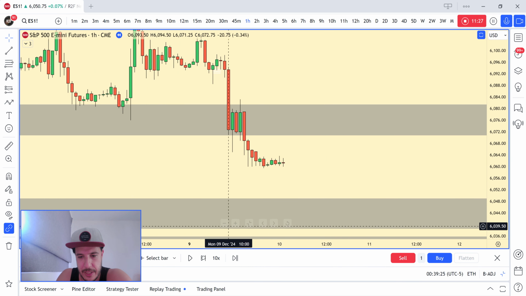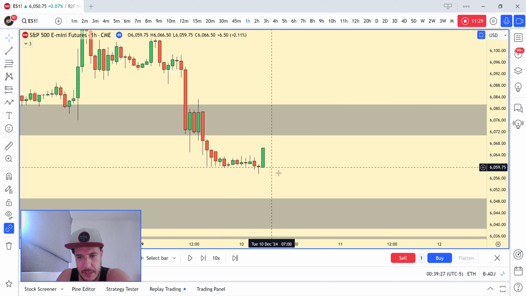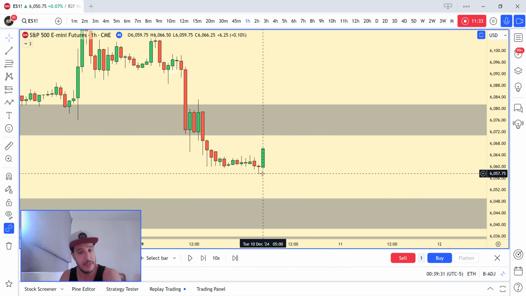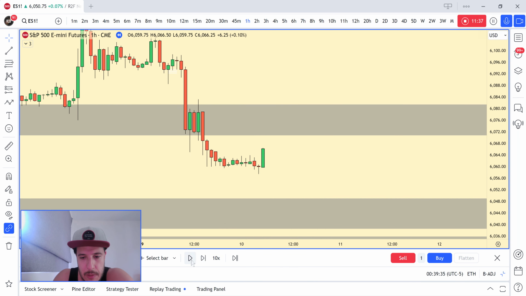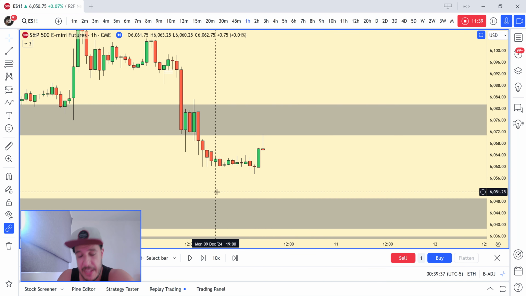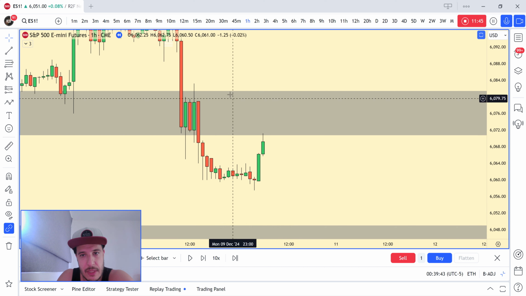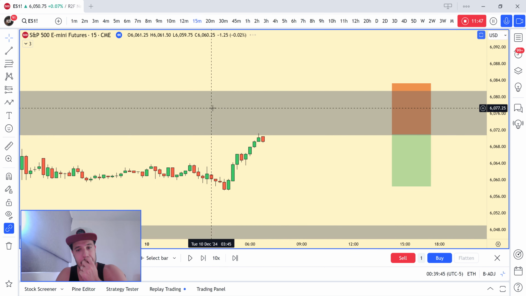Okay, this is going into London. And we get a 4 o'clock reversal. London likes to reverse during 3 or 4, at least for Euro. Okay, we get a tap into here, and then a small rejection. Let's go down to the 15-minute, have a look.